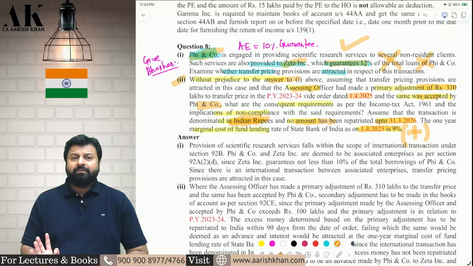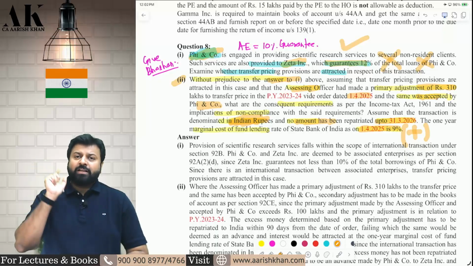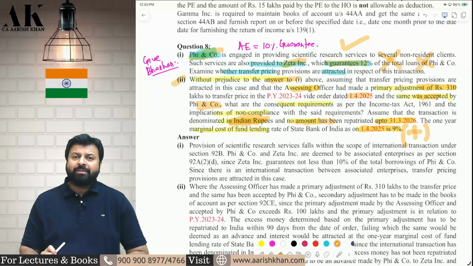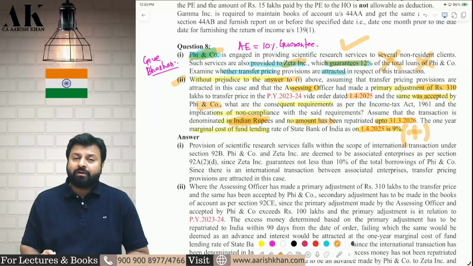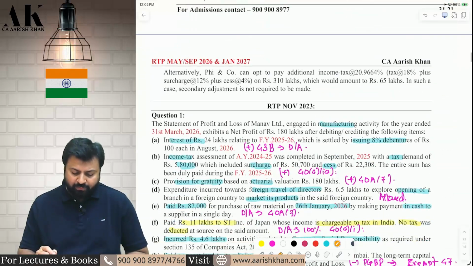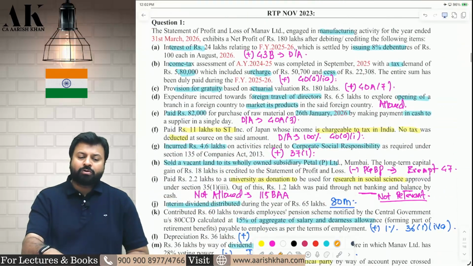One more option is there. You pay one-time additional tax on 3.1 crore. How much one-time additional tax on 3.1 crore? Then secondary adjustment will stop. How much is that one-time additional tax? 18% tax, 12% surcharge, 4% cess, pay that much tax and you will be relieved from what? You will be relieved from this particular secondary adjustment after that. I hope it is clear to all of you. So this is what this paper is all about.